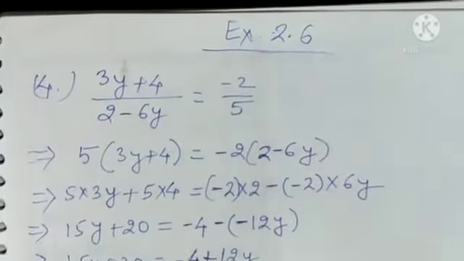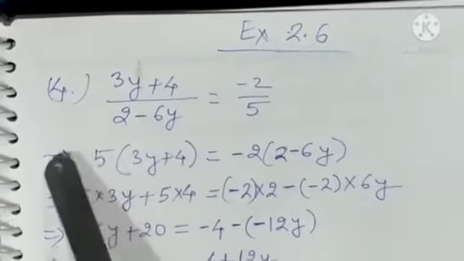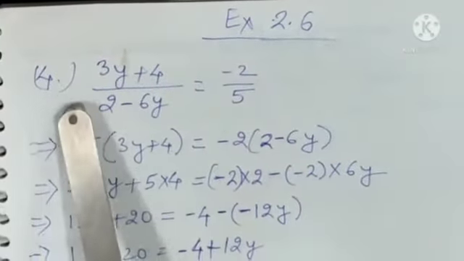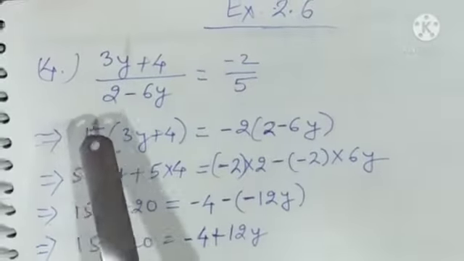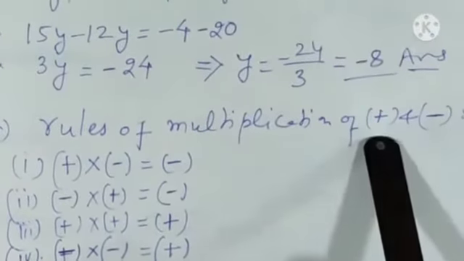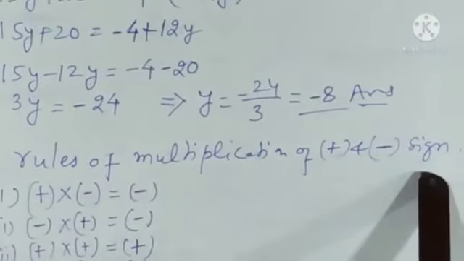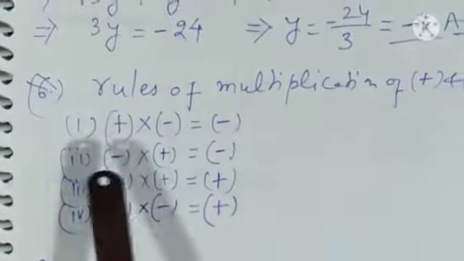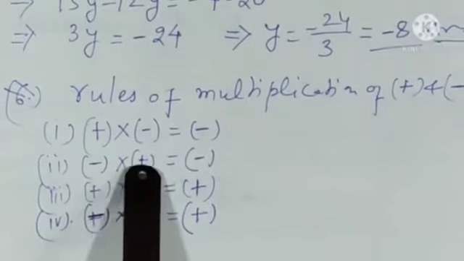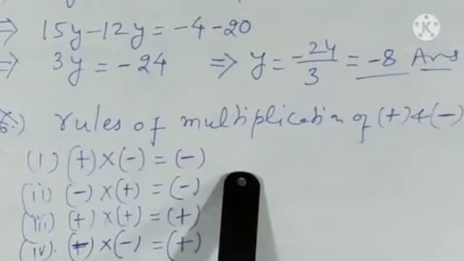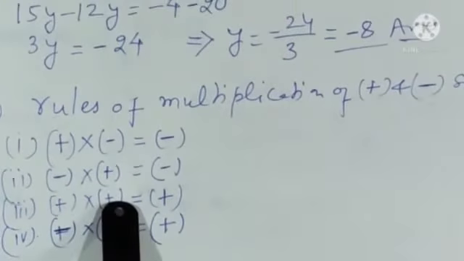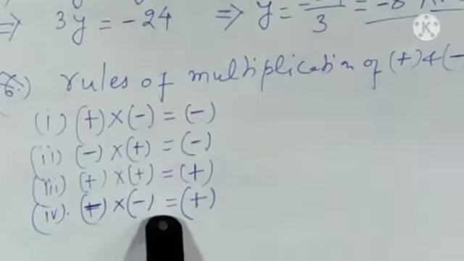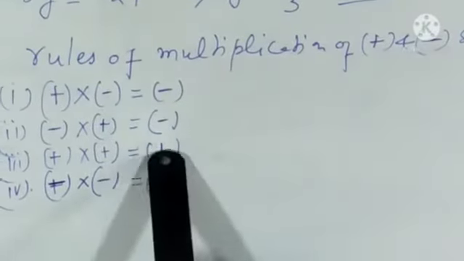Now today we take Exercise 2.6, question number 4. Before starting this question, first we understand the rules of multiplication of positive and negative signs. One thing you remember, in a rough way: if the signs are opposite, then the result is negative. If the signs are the same, meaning both positive or both negative, then the result is positive.